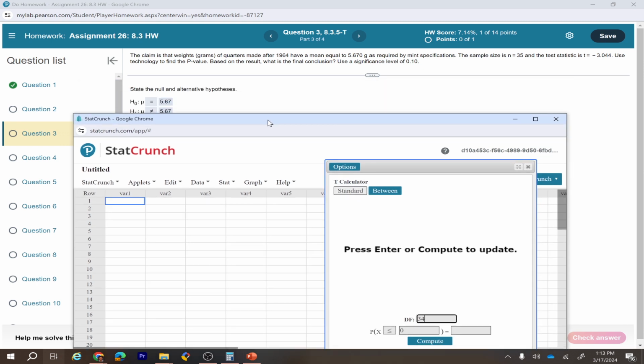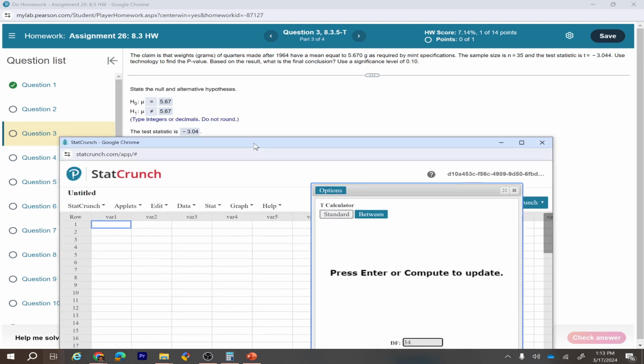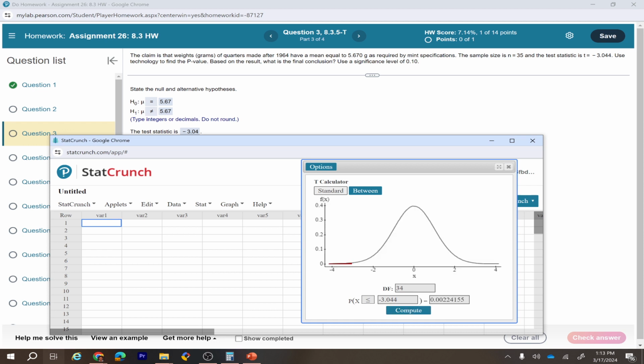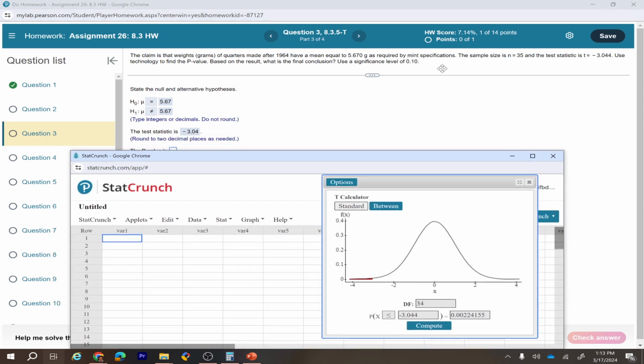And then the t-score is negative 3.044, and that gives us the area under the curve to the left. But the claim is, what is the claim? Look here. The claim is that the weight of quarters made after 1964 has a mean equal to 5.67. So its alternative is not equal. So it's a two-tailed test, and you have to multiply this by 2 to get the p-value.